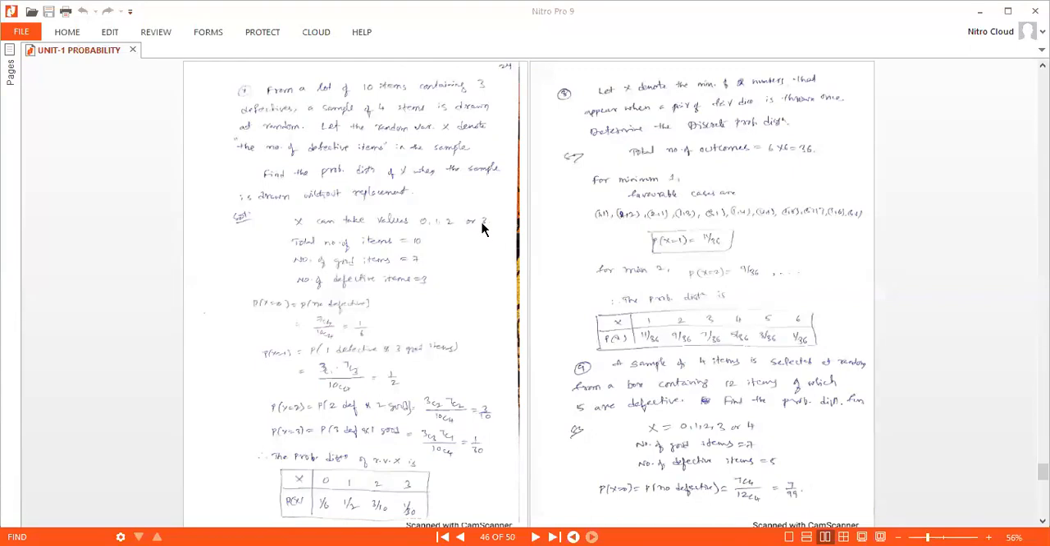Now corresponding to each X value, we need to find the probabilities. That is, we need to calculate the probabilities for X equal to 0, X equal to 1, X equal to 2 and X equal to 3. So that is the problem. So first, probability of X equal to 0 means that is equal to probability of no defective items. Means we need to select all good items.